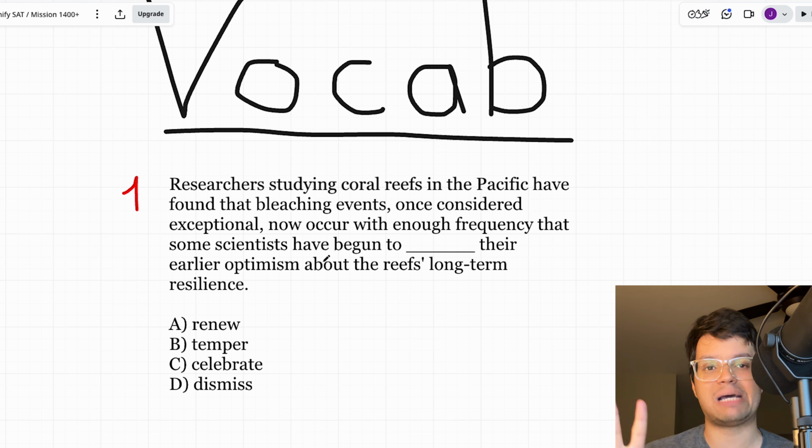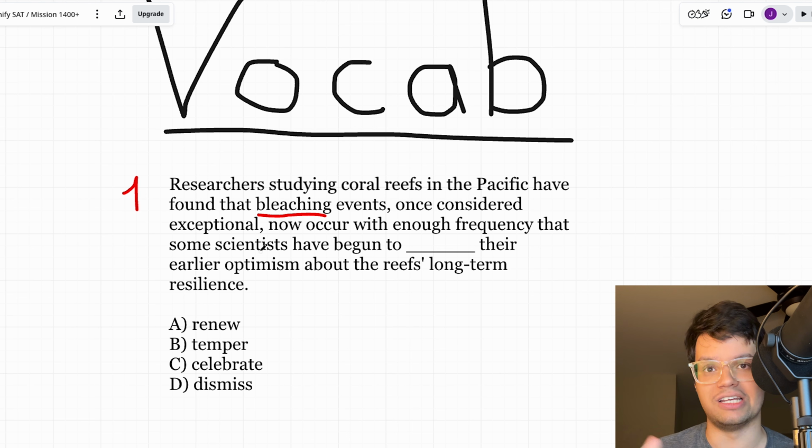Okay, so just to summarize that, before I even finish the sentence, what we're saying here is that researchers who are studying these reefs found that whitening events, the things where the coral turns white, were once considered something that almost never happens, a very rare thing, but now they're very common, so they're happening all the time.